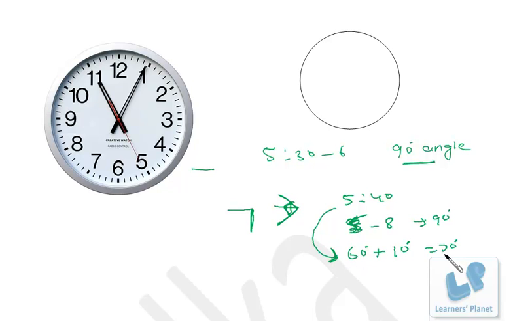Now we want 20 more degrees. Now to get 20 more degrees, what do we have to do? Certain calculation is required. See, we have already discussed that in 60 minutes, the hour hand covers 30°. That means it's half a degree per minute. And the minute hand covers 6° per minute. Now here we are going to use the concept of relative speed or gaining speed.